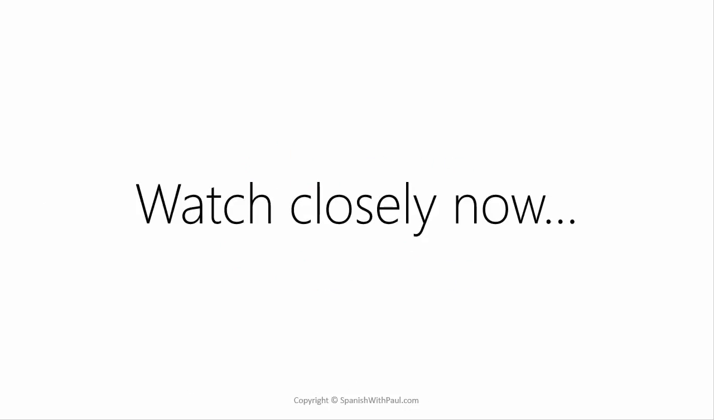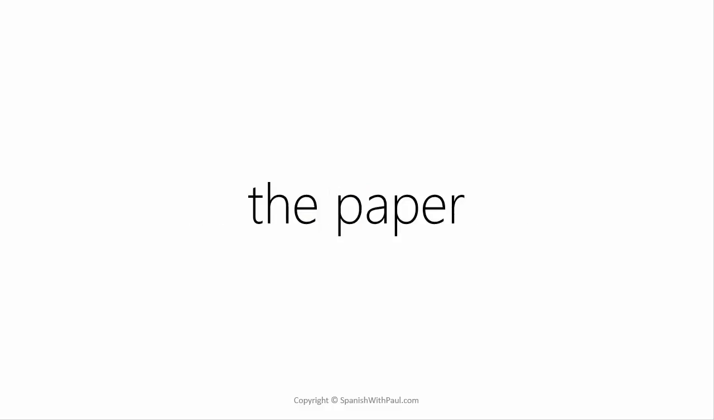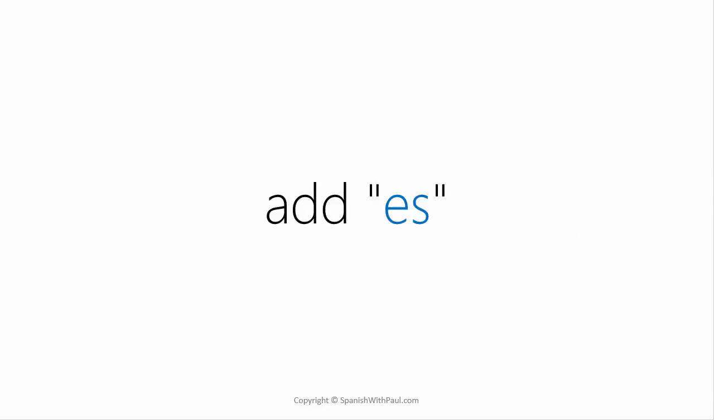Here's something to watch closely now. If we take our other example word, paper, which was papel. So now this is not ending in O, it's ending in the consonant L. And it's a masculine word, we know that already. So to say the paper would be el papel. Now whenever a word ends in a consonant, like this example, papel, we add ES. So papers will become papeles.